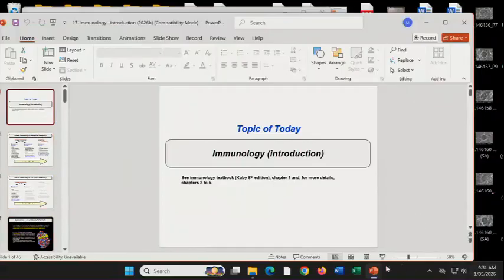So the first lecture is going to be an introduction, and it's going to focus on what arms of the immune response are fast, which are slow, what is general, and what is specific.